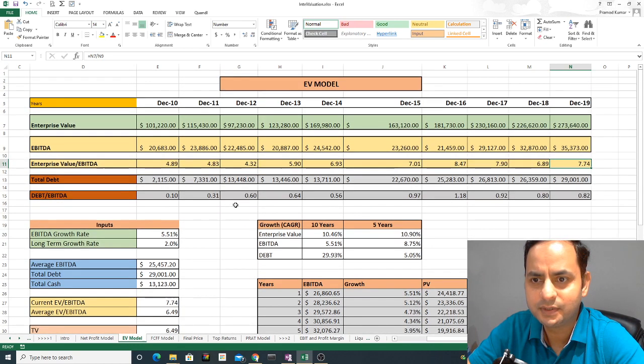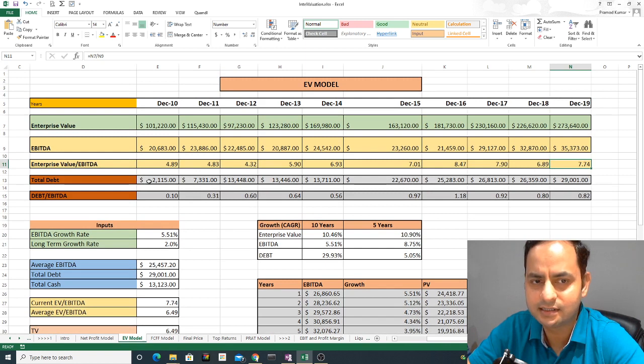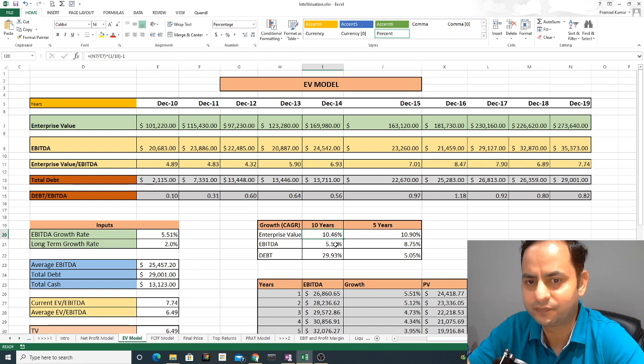The total debt the company has grown significantly higher. You can see it was under 2 million and is now 29 million. We can easily see here it has grown 29% year over year over 10 years, whereas the enterprise value has only grown 10.46%, and EBITDA over 10 years 5%. Enterprise value is pretty consistent right now. You can see 10.9 and 10.46 if I compare the 5-year to the 10-year.